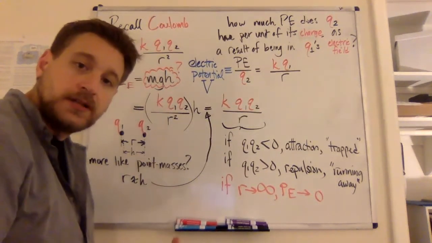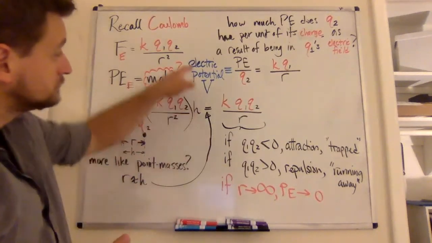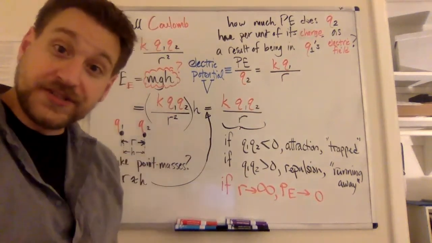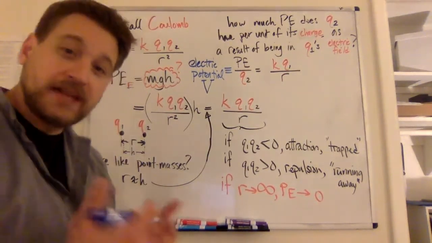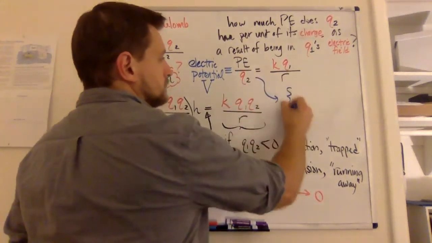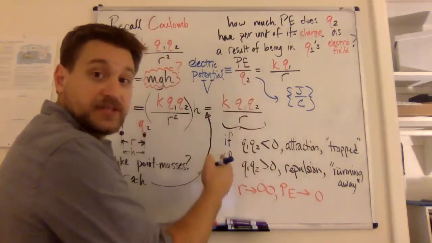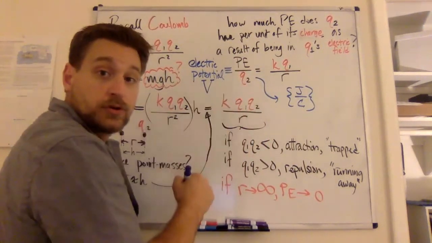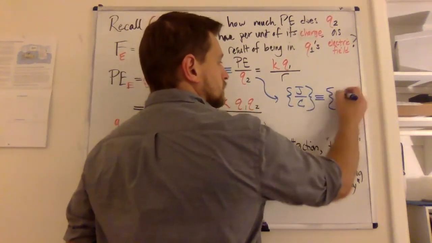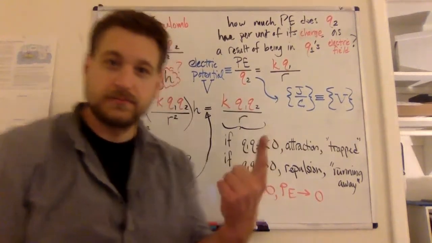A capital V because another name for electric potential is voltage. And the unit, joules of potential energy per coulomb of charge, is defined to be a volt.